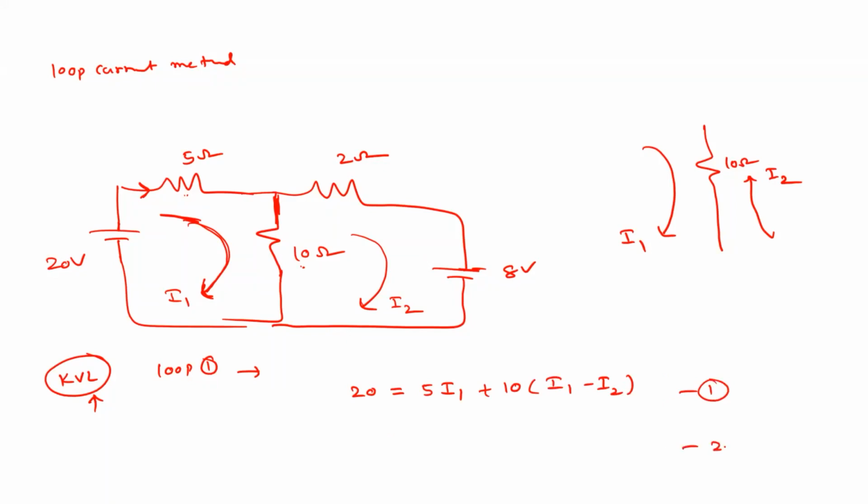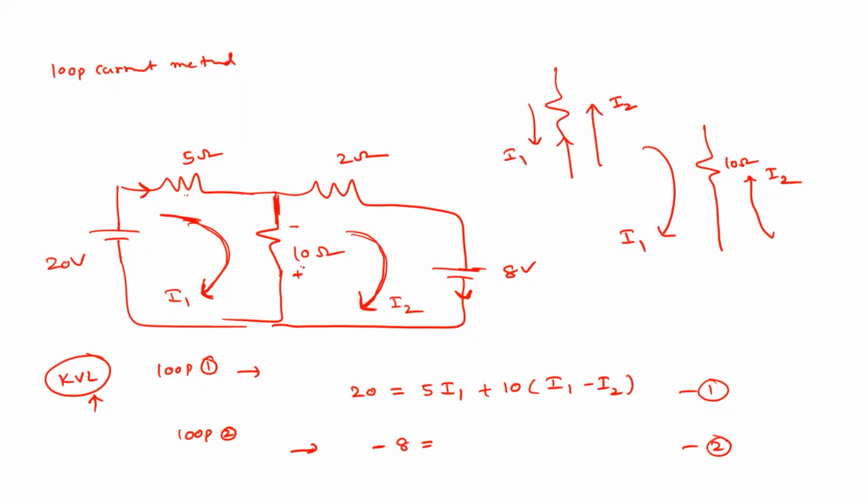Next, come to the second loop. This is leaving, right? So what is its magnitude? Negative 10 into I1 minus I2, minus 8, equal to... Now this is positive, minus, right? In this second loop, the I2 current is entering like this and I1 is entering like this, right? So we are talking with respect to I2.